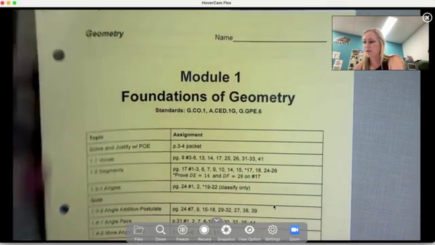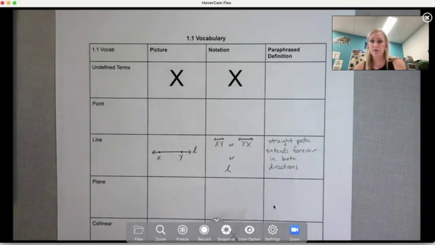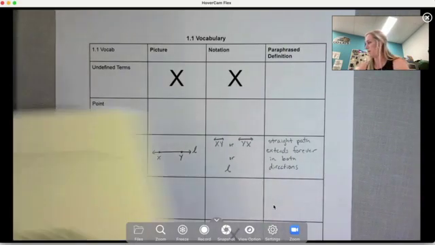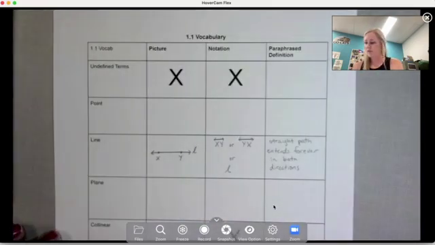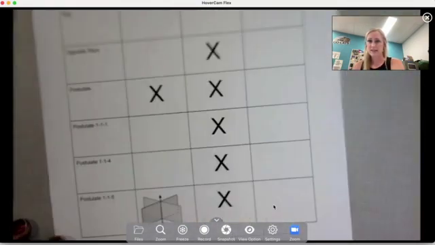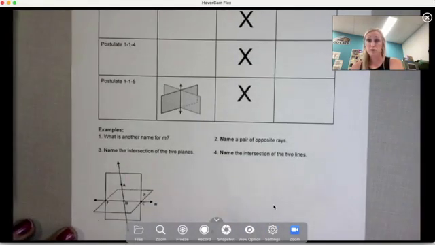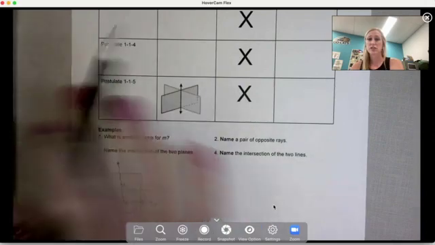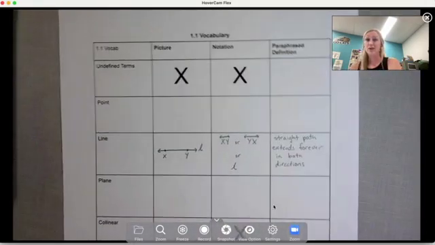Okay, so I am going to flip to 1.1. Looks like this. I already have one filled out. Feel free to pause the video and get that one copied down. But what I'm going to be doing is filling out this table. I'm not going to do all of them in the video, but you are going to complete this table. So you're going to fill out this first page and this second page. Don't worry about the examples. We will do those in class together. So just the table part needs to be filled out. Okay, so here is how we do that.